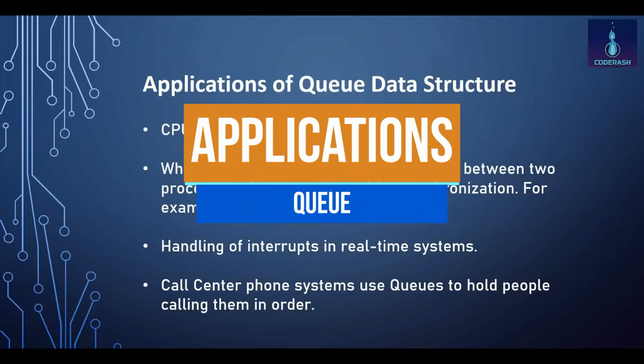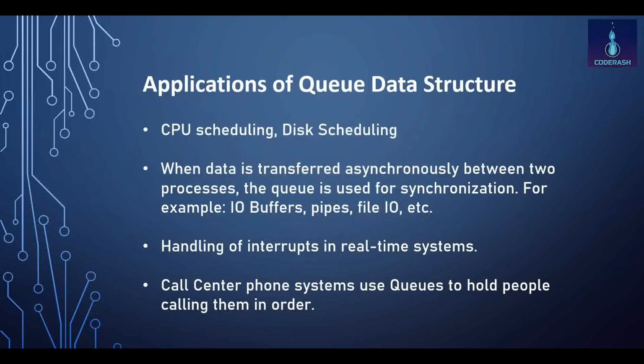Let us look at some applications of the queue data structure. The queue is very heavily used by the operating systems for handling the context switching. Any kind of CPU scheduling or disk scheduling, any kind of interrupt handling, or data transfer asynchronously between two processes. All this is done by our operating system using queues for different purposes.